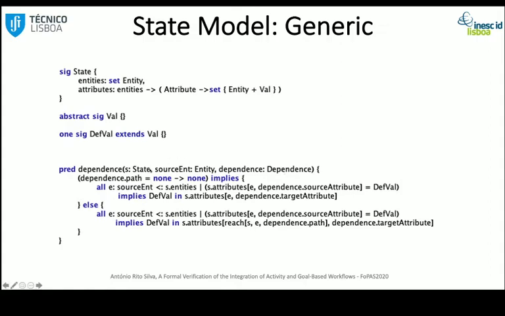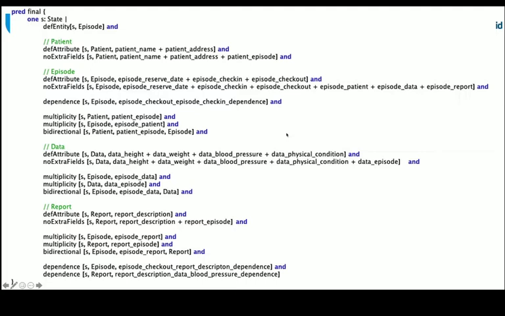And actually, I'm not representing here, but there are a couple more predicates for the generic state model. Okay, and then we have a specific one, that is the final state. So this predicate is final and defines one state where this holds. And here I'm reusing the predicates I defined in the generic part.